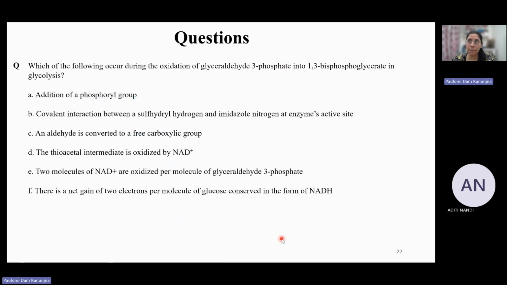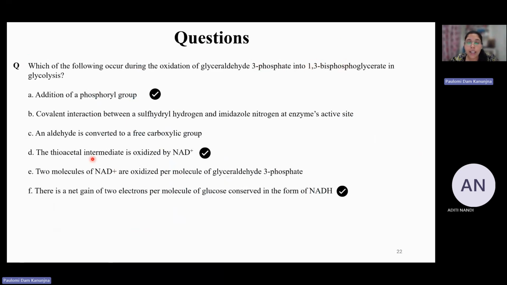You can look into the name of the reactant and the product. That will give you the idea. Yes, you have A, D, and F as the answer for what is happening, which is exactly the answer. A, D, and F. So let's look into this answer in more detail. The first one says the addition of a phosphoryl group, which is there in the name itself. You have 3-phosphate, which is now becoming 1,3-bisphosphoglycerate. So there are two phosphates now.